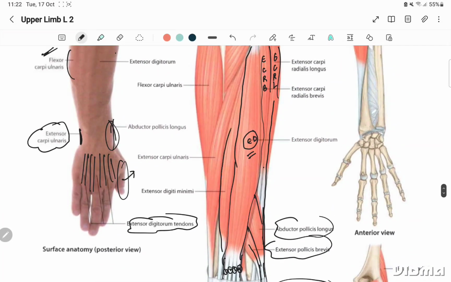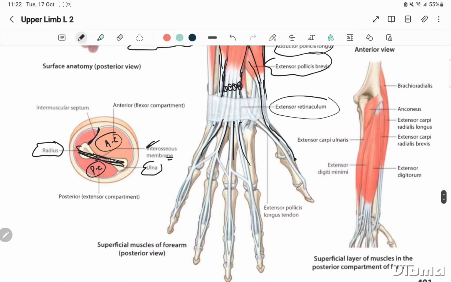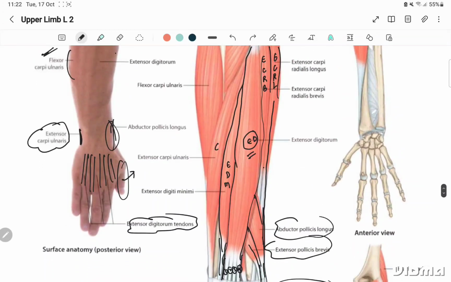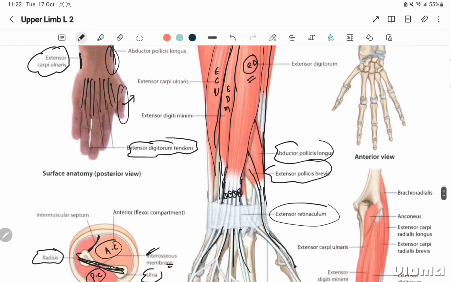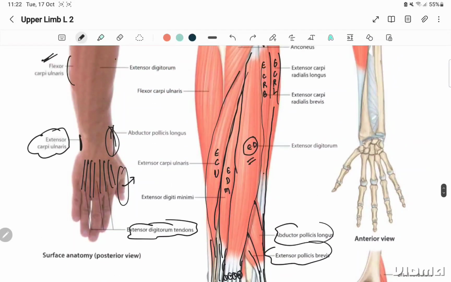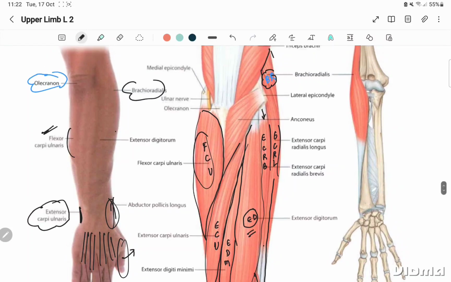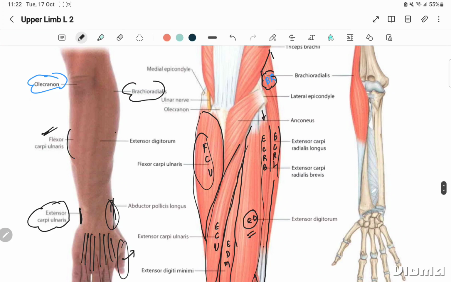We have this extensor digiti minimi here, extensor digiti minimi, which is going like this to the little finger. Okay, and the extensor carpi ulnaris here. This is the ECU, extensor carpi ulnaris, which remains on the ulnar side and goes to the little finger. Okay, and we have the flexor carpi ulnaris also here, flexor carpi ulnaris.